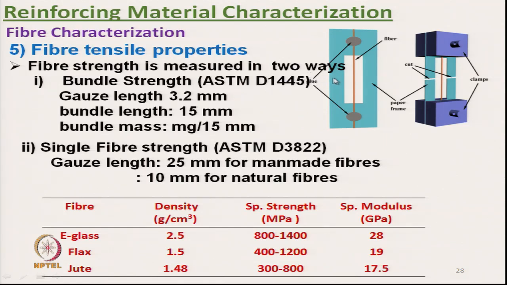One is bundle strength, that is by ASTM D1445, where gauge length is kept 3.2 millimeter and bundle length is 15 millimeter. Okay. This is the actual bundle length, but the gauge length is 3.2 millimeter and bundle mass is measured in milligram per 15 millimeter. So, total bundle mass is measured. So, this is the way it goes.